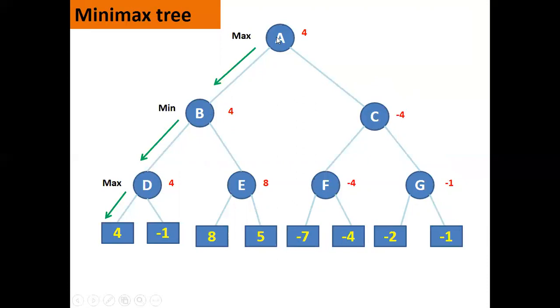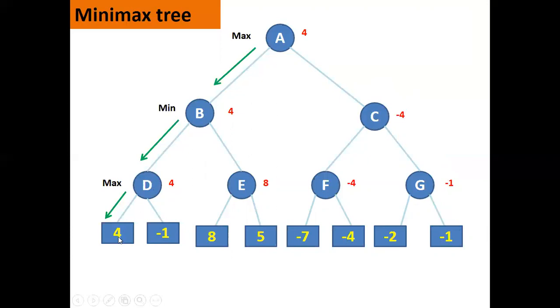Now, we go down from the root to the leaf nodes. So at the leaf nodes, I have the utility values 4, 1, -1. The game starts with Max. Max is playing first, then Min, and then Max. So turn by turn, players are playing the game.